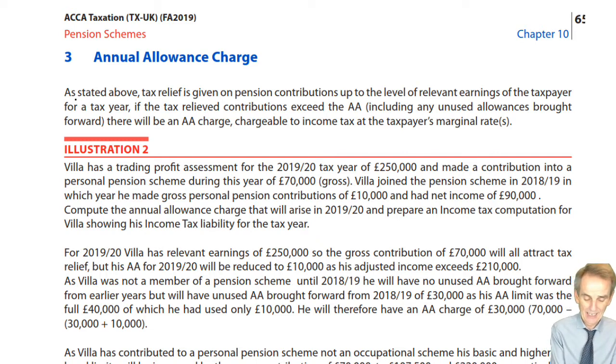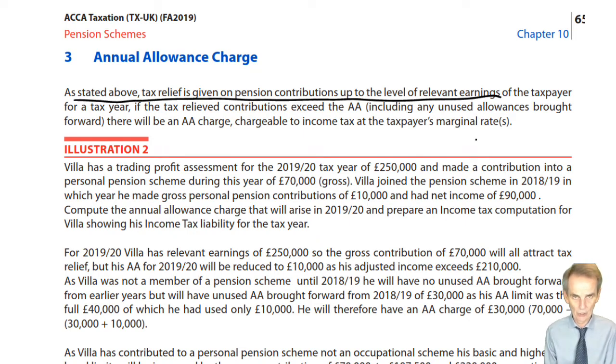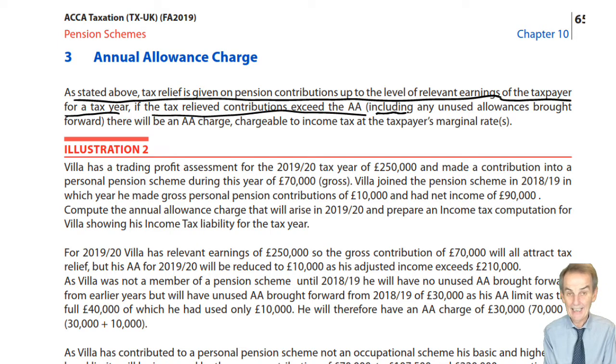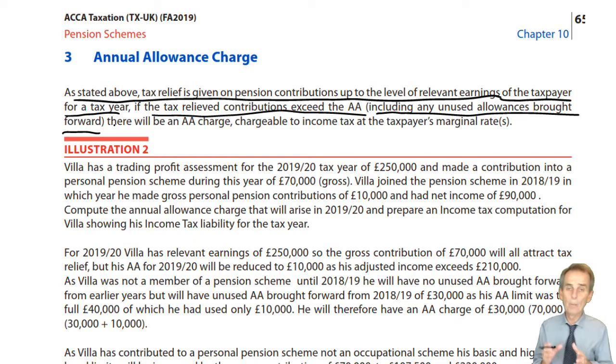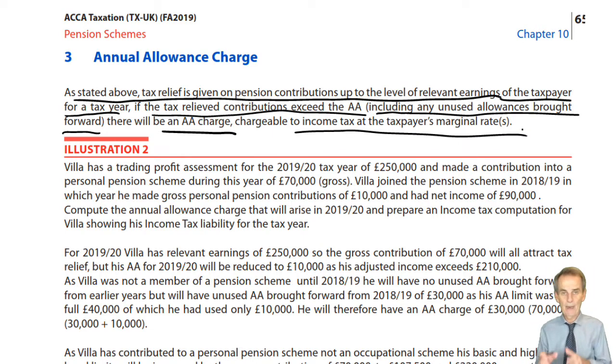So what happened? As we stated above, tax relief is given on pension contributions up to the level of relevant earnings. You must have relevant earnings to be able to make contributions here of the taxpayer for a tax year. And if the tax relief contributions exceed the AA, including, as we've been talking about, any unused allowances brought forward from the previous 3 years, if we go above that total pension input capacity, there will be an AA charge, chargeable to income tax at the taxpayer's marginal rates. This is a figure of tax charge that will be part of your income tax liability calculation.